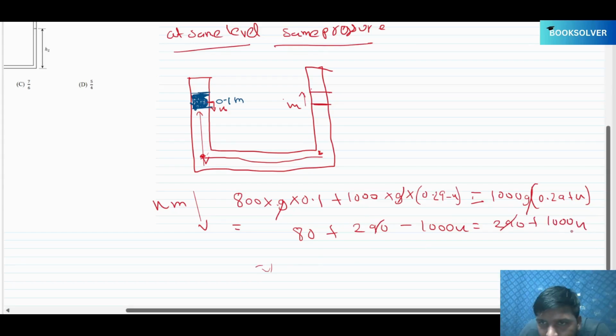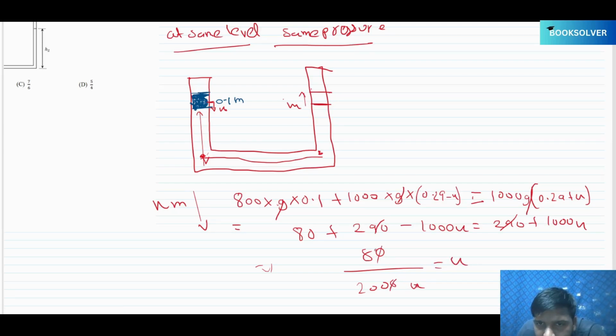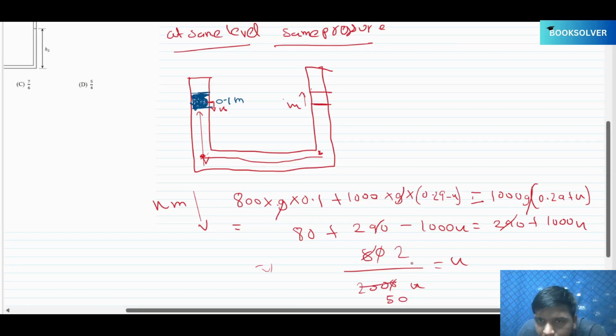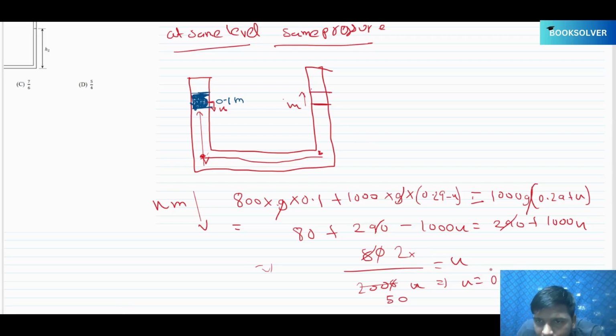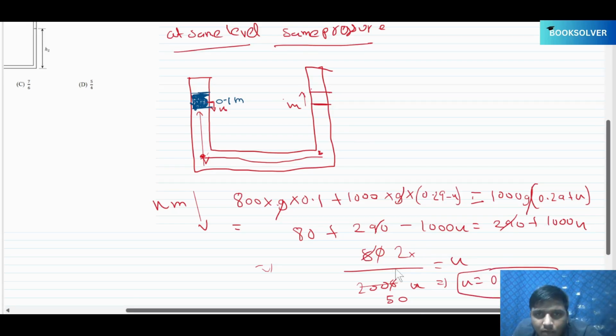Cancelling 290, we get 80 = 2000x, so x is equal to 80 by 2000. Cancelling, 8 over 200, that is 4 over 100, which gives x equal to 0.04 meters. So we get this calculation.